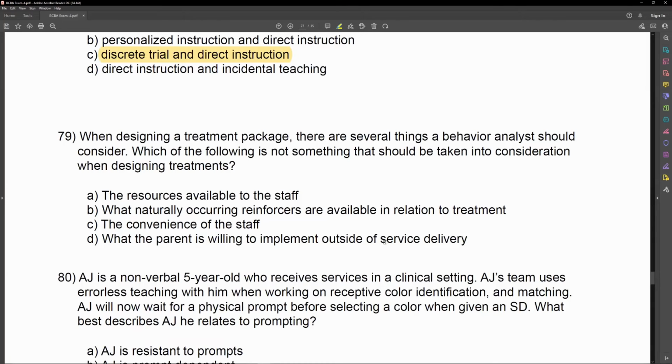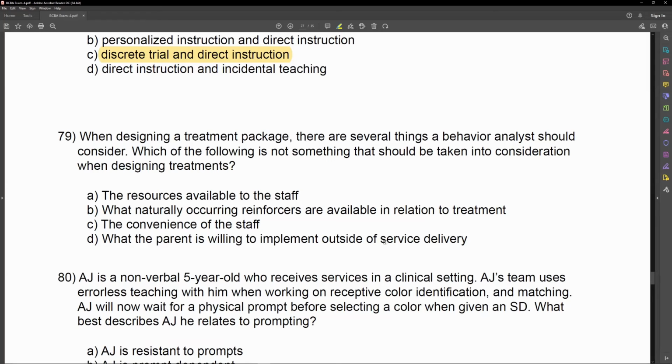A, the resources available to the staff. Do you need to consider the resources available to you? Well, absolutely. If you want to develop a treatment package using some sort of reinforcement, we need to be sure that reinforcement is available, right? You should always consider what is available to you, especially in a home environment. Some homes have access to more things than others. That's a big part of the treatment package.